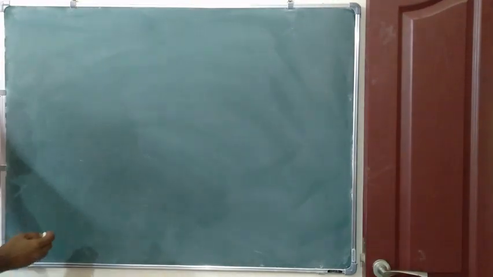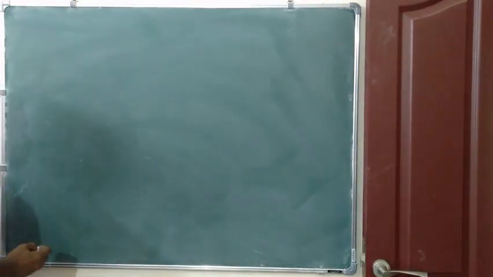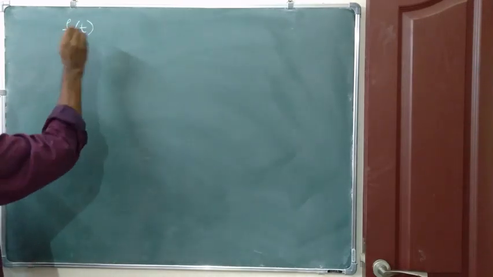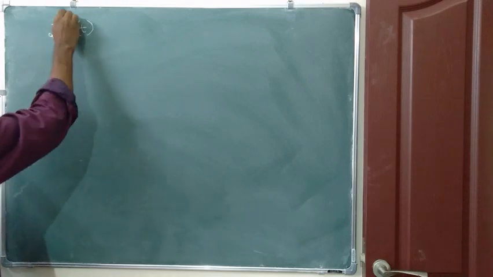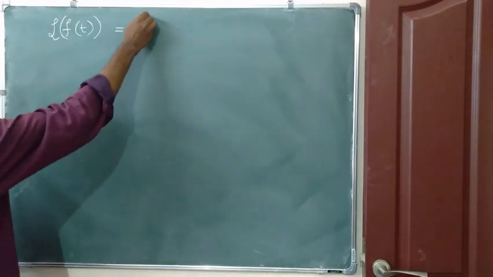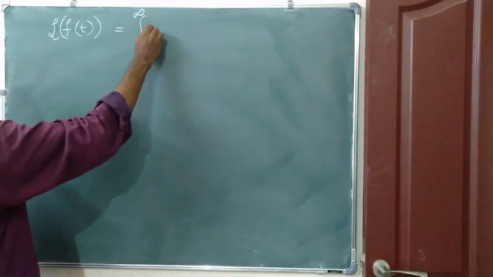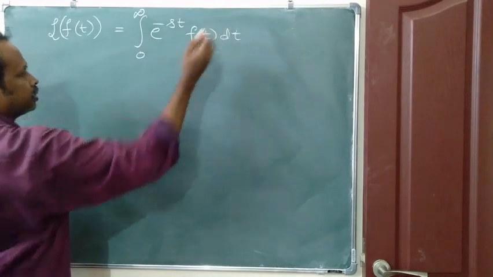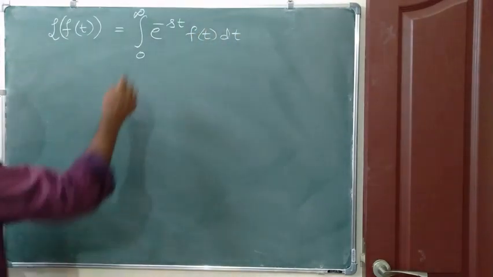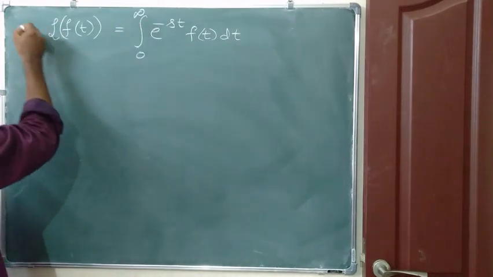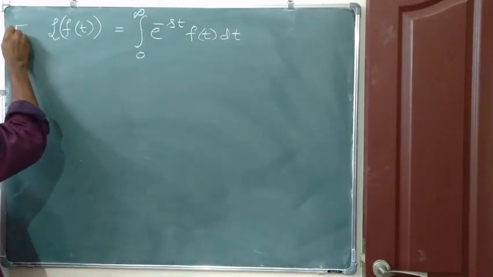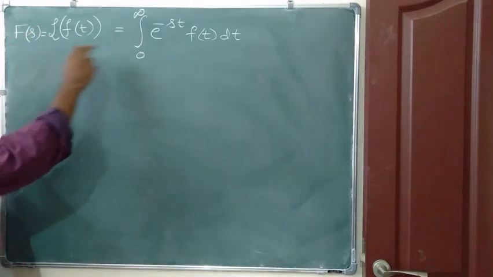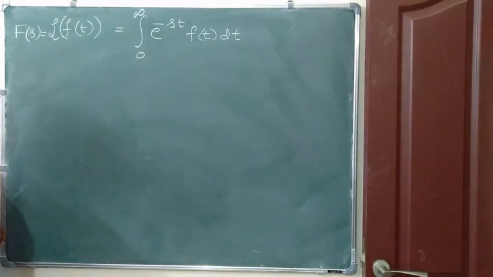So in this video we will discuss the Laplace transform of some functions. As we know, given a function, say f of t, its Laplace transform is given by the integral from 0 to infinity of e to the power minus st f of t dt. So the Laplace transform is defined on the variable s. We will denote it by F of s. So here we will use big F, and the function is denoted by little f.